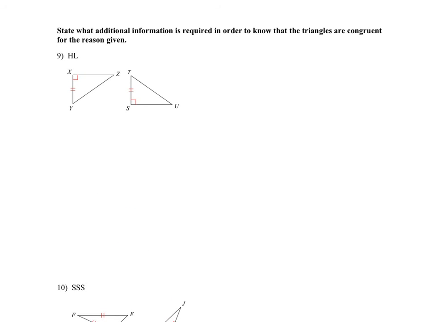Okay, so state what additional information is required in order to know that the triangles are congruent for the reason given. So I want to know, how can I prove that? This is by hypotenuse leg. So I know that it's a right triangle. I have a leg right there. So I need to prove that the hypotenuses are congruent. So I need C to be congruent to TU.